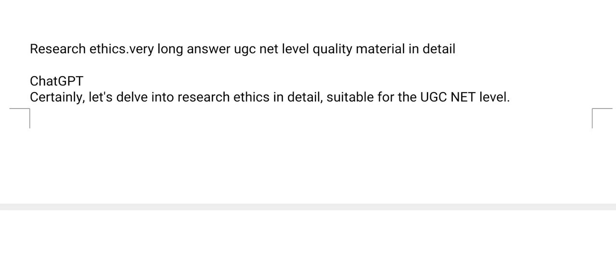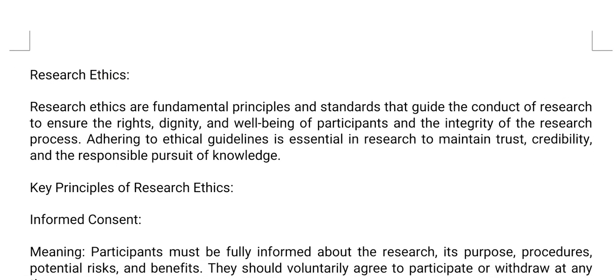So, continuation of the previous video, research ethics. Research ethics are fundamental principles and standards that guide the conduct of research to ensure the rights, dignity, and well-being of participants and the integrity of the research process. So, adhering to ethical guidelines is essential in research to maintain trust, credibility, and the responsible pursuit of knowledge.